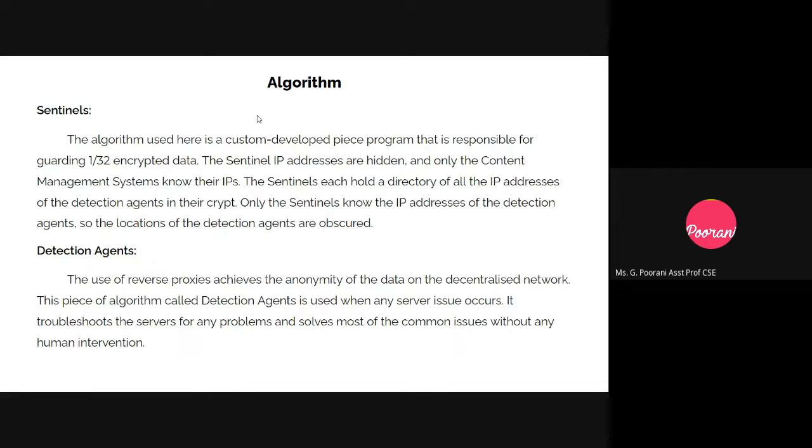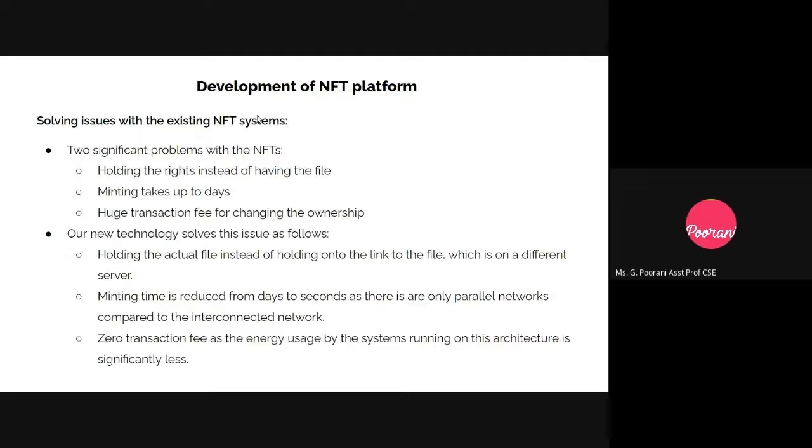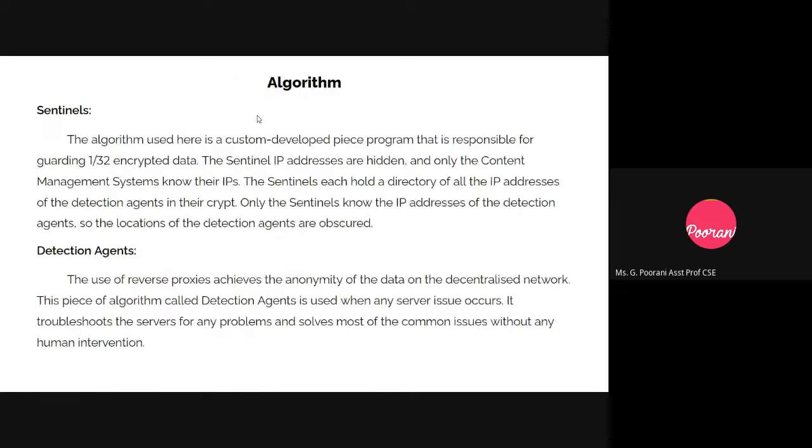Just make it as points. John, whenever you write content in the PPT, don't give paragraph sentences. In this algorithm, the sentinels and detection agents are looking like paragraph sentences, right? So just make it as points in this, okay? Okay.